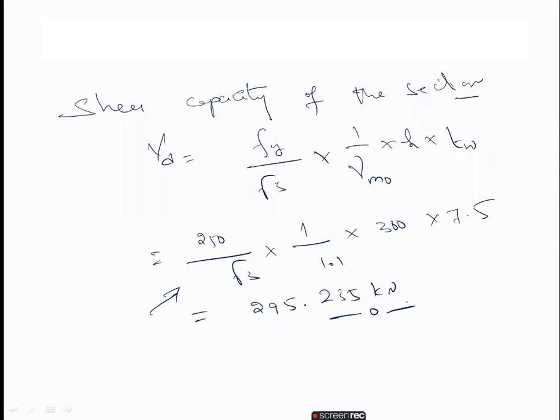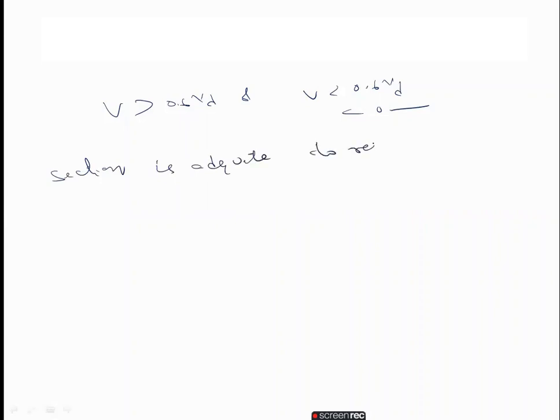Generally with the Vd value, we have to take the condition: V is greater than 0.6 Vd, or V is less than 0.6 Vd. Now that we have the Vd value, we check whether the section we are taking is adequate to resist the shear or not.